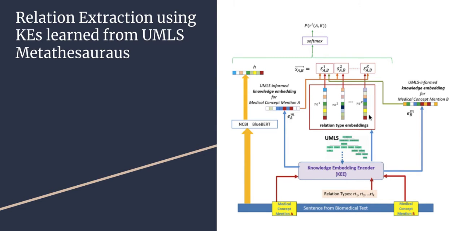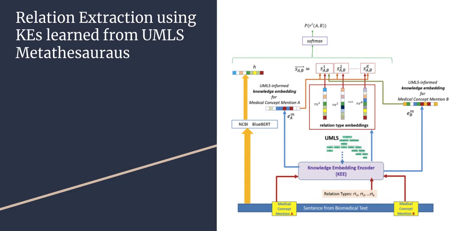But before these embeddings are concatenated with the context embedding of the BlueBERT H, they calculate a score SAB, which is a TransT score. From previous works they have experimented that this TransT score is better. After that, a softmax function is used after concatenating these scores and H to get the relation R.